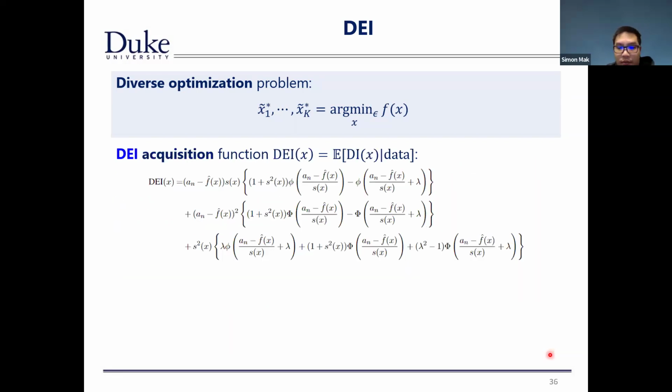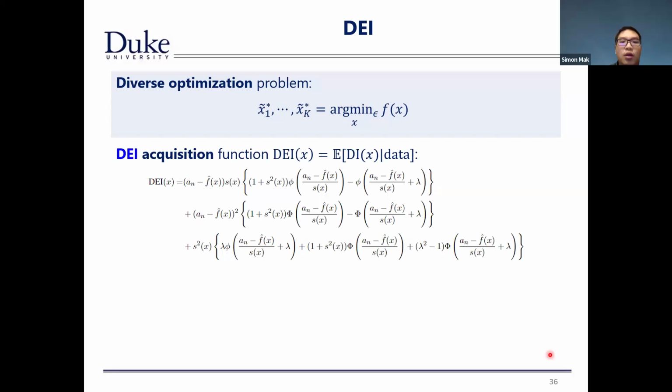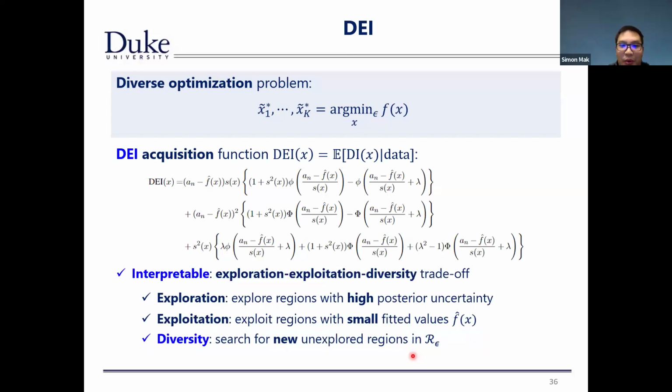Remember, the next step once we define our utility is to take the posterior expectation from our Gaussian process. I'm not going to talk about this equation too much because it's not really that nice, but the nice thing about this is that it is in closed form. It is a closed form acquisition function. Even though this looks kind of messy, it can be evaluated quickly, and this allows for quick optimization of our subsequent sample points x n plus 1. Again, we can hit this with our usual gradient-based optimization with automatic differentiation, and we can extend this using batched experiments as well.